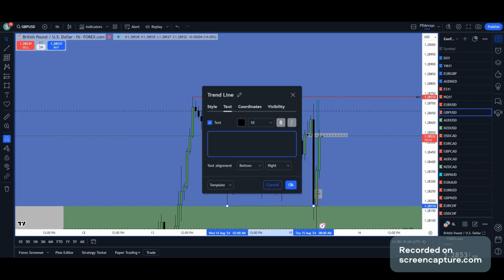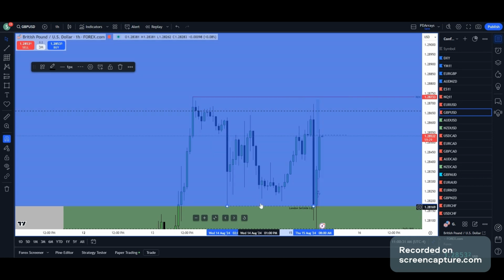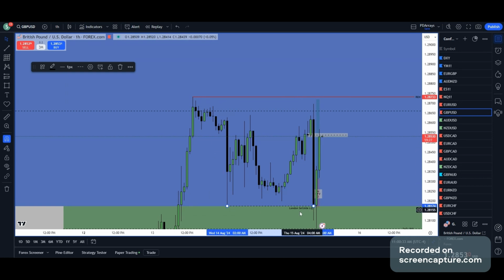I'm going to label this here as London sell side liquidity, or LQ. Okay, so we got our suite of London sell side right here. So this big candle, this big bearish candle, was the 8:30 in the morning news driver this morning. So we can see it swept. It did the damage, cleared sell side.